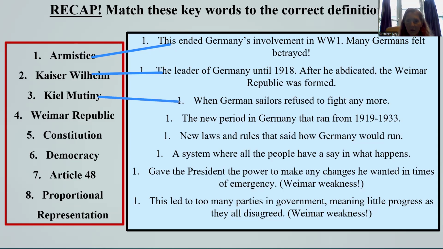When German sailors refused to fight anymore, the Weimar Republic, obviously the new period in Germany that ran from 1919 to 1933. The Constitution is the new laws and rules that said how Germany would run. Democracy, a system where all the people have a say in what happens. Article 48, now this is something we haven't talked about yet, but it gave the president the power to make any changes he wanted in times of emergency.